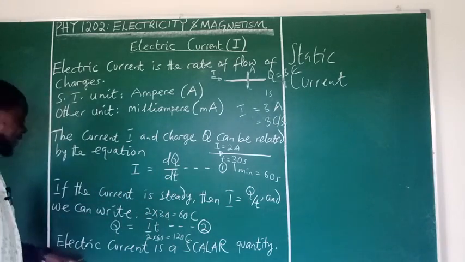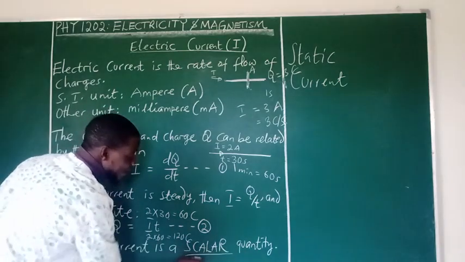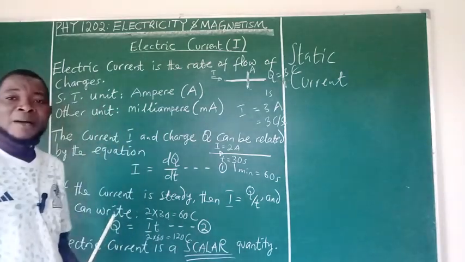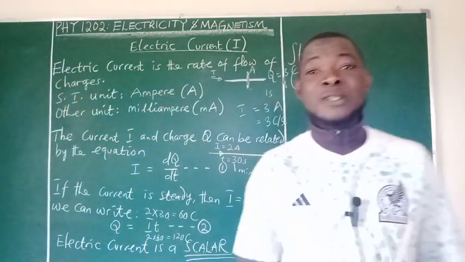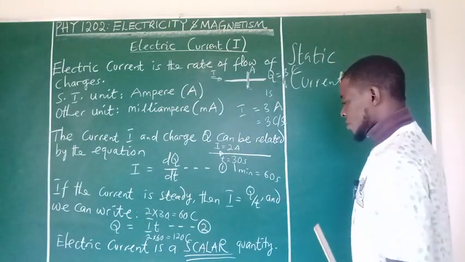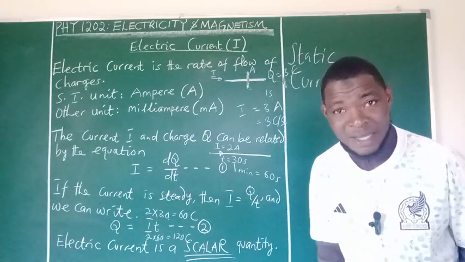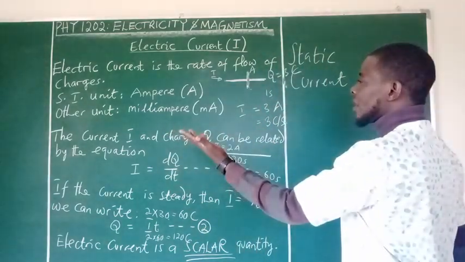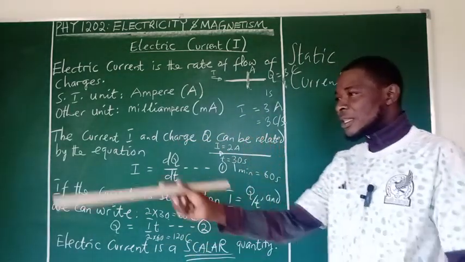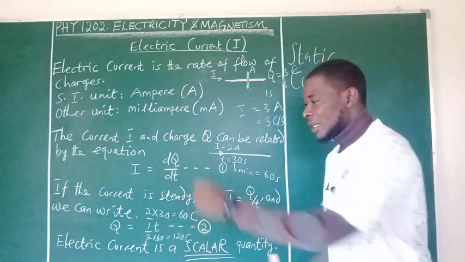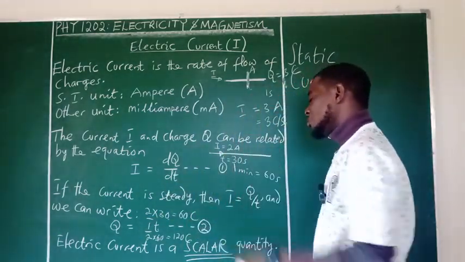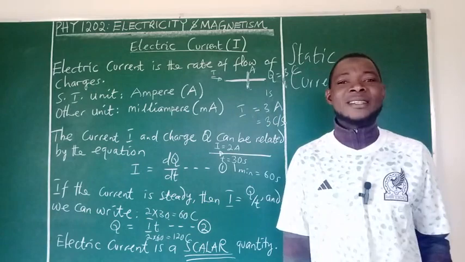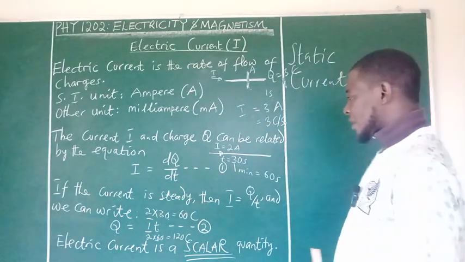Finally, electric current is a scalar quantity, meaning it has magnitude only but no direction at all. It is not a vector. So if you are asked which of the following is a scalar quantity and you see electric current in the options, take that option, because electric current is a scalar and not a vector.